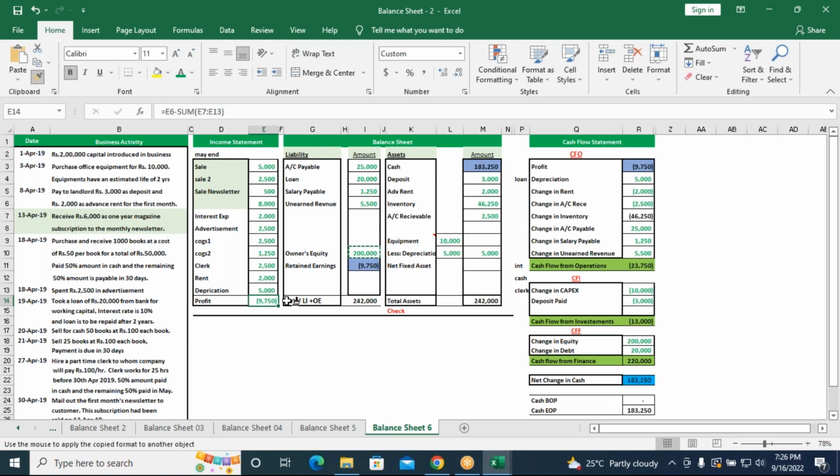So now I am getting it in loss. So I have not got any profit. So this amount I'll be taking in retained earnings. Okay. So retained earnings, and I will show it in the cash flow statement as well.